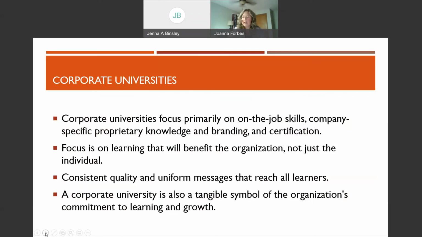The good thing about these types of systems is it really gives a consistent and uniform message to all the learners. And usually the focus is on the learning that will benefit the organization. As you see in the first bullet, a lot of times if there's proprietary knowledge and branding, that type of information will be on there. But it also shows that you're committed to learning and growth. For those of you on the call today who have to do annual mandatory trainings, especially in healthcare or manufacturing with safety, bloodborne pathogens, slip, trip, and fall trainings, those types of things that we have to look at every year, a lot of times those will be online trainings that we can look at on our own time.